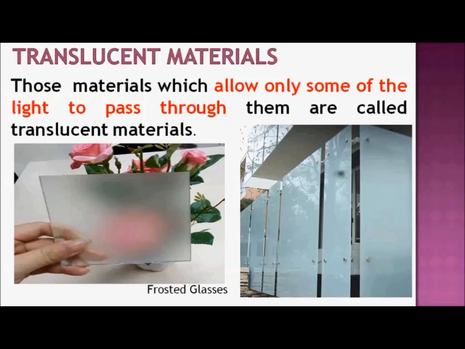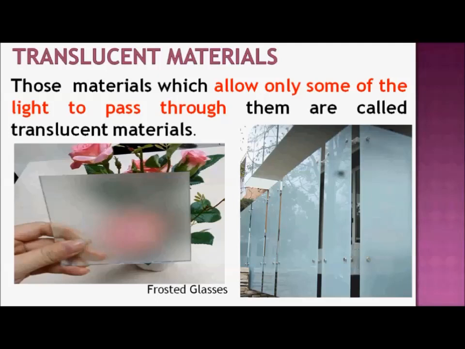There are many more examples: butter paper, oiled paper, tissue paper, muddy water, clouds. These all are translucent materials. What are they doing? They allow only a part of the light falling on their surface to pass through them, not all the light. Okay.